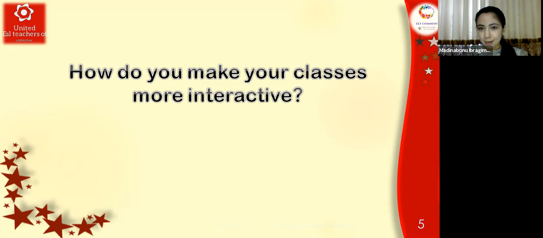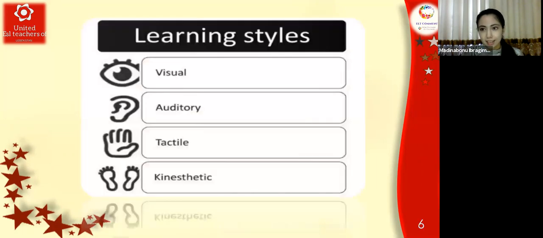And today we will discover how to make our classes more interactive. First of all, we should take some learners' needs, preferences, wants and lacks into account to design the classes and our activities. And the first important thing is learning styles. So our learners might be visual, auditory, tactile, or kinesthetic.